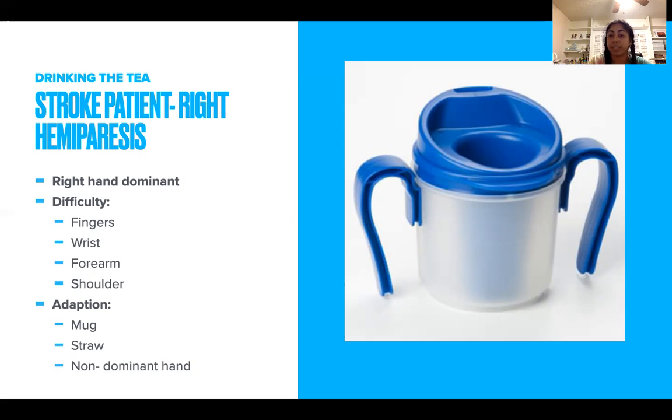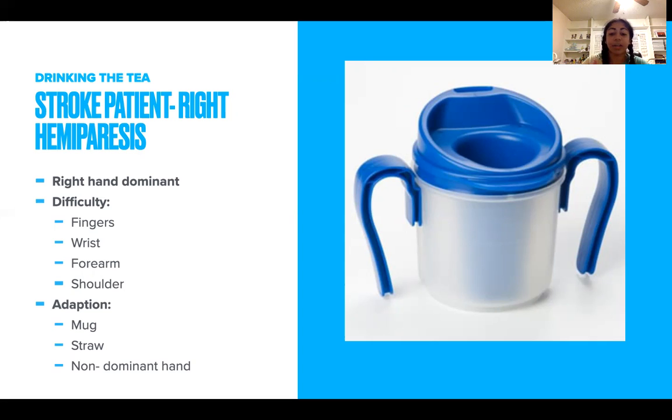So as you can see in this picture, it's made out of plastic. It's not made out of ceramic. It has 2 handles, so they can either grip the handle or they can grip the actual cup itself, and it has a non-spill lid on it. So depending on the severity of the stroke, a straw can also be used as well.